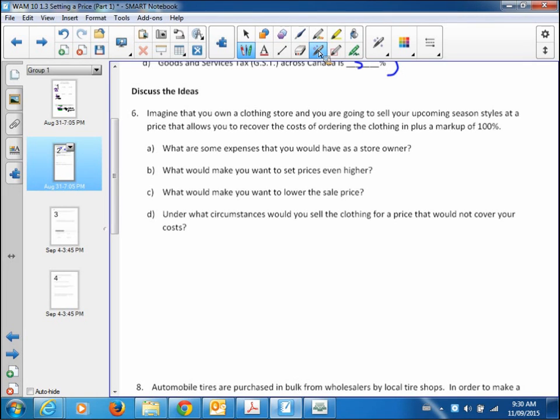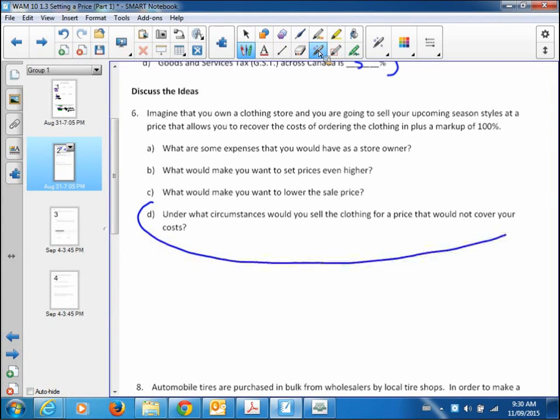B, what would make you want to set your prices even higher? Higher prices? Well, that might mean more profit. It might, as long as you don't price it so high you scare away customers. C, what would make you want to lower that sale price? Maybe be competitive with other people who sell similar products. Also, if you have a lower price, maybe you're going to sell more. And then maybe that'll lead to more profit because you're making more sales.